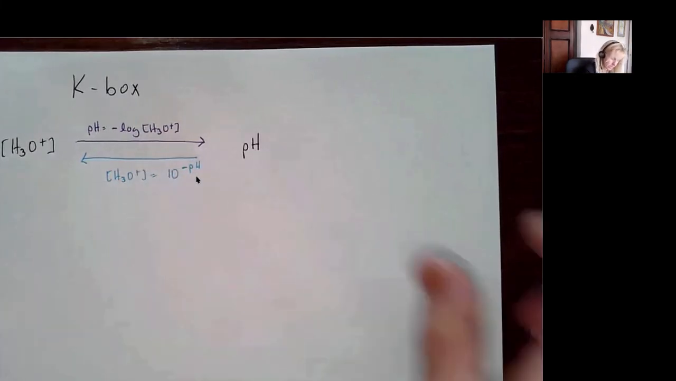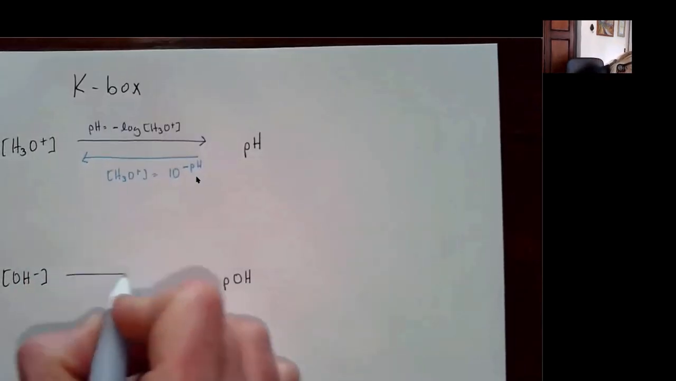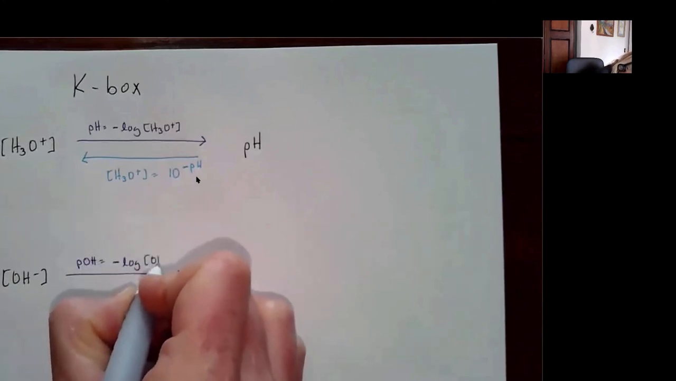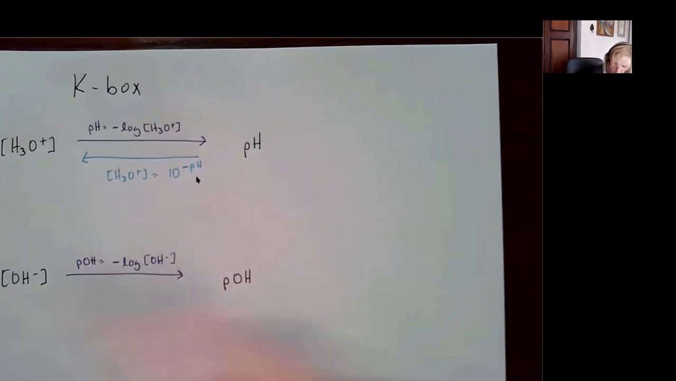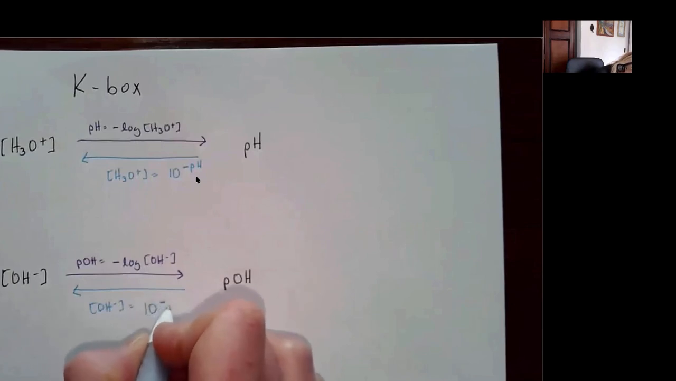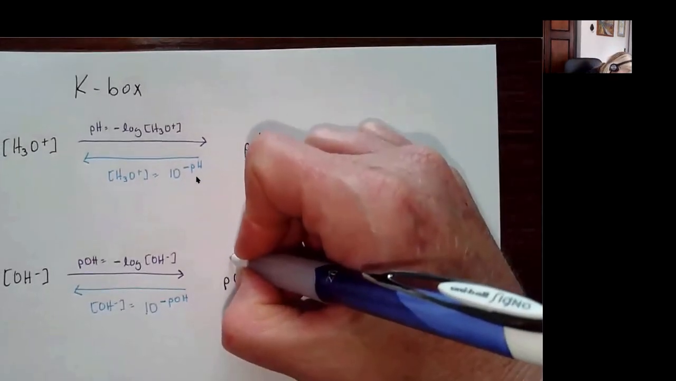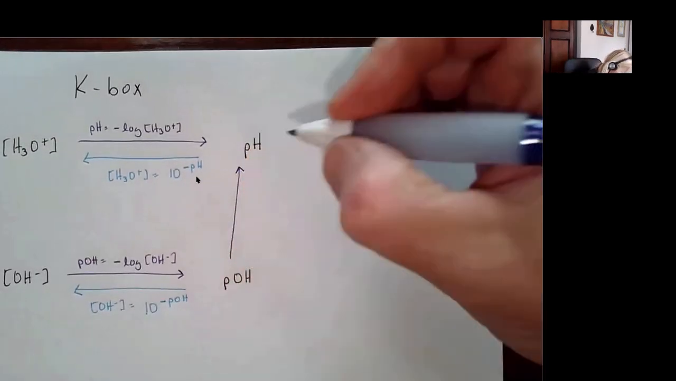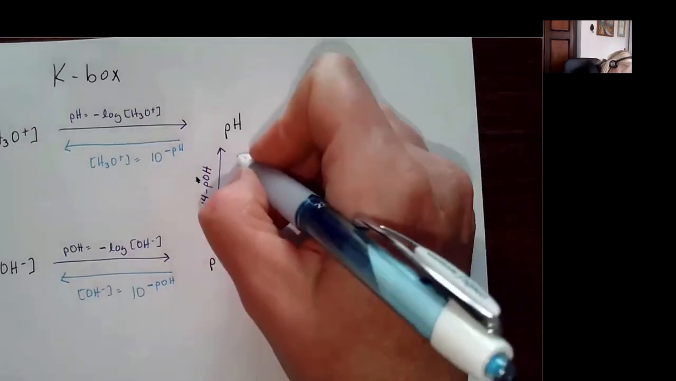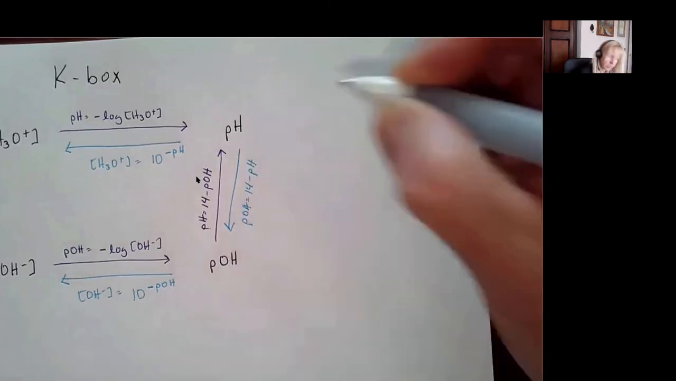I can also do the same thing with hydroxide and pOH. I can go this direction here, and my pOH equals the negative log of OH minus. I can go in this direction, and my hydroxide ion concentration is equal to 10 to the minus pOH. Now I also know that I can go back and forth this way. I can go from pOH to pH because pH equals 14 minus pOH, and I can go from pH to pOH because pOH equals 14 minus pH. So I can do that.